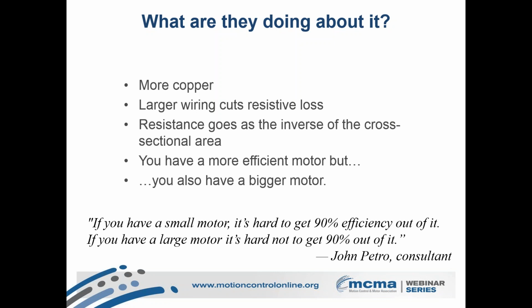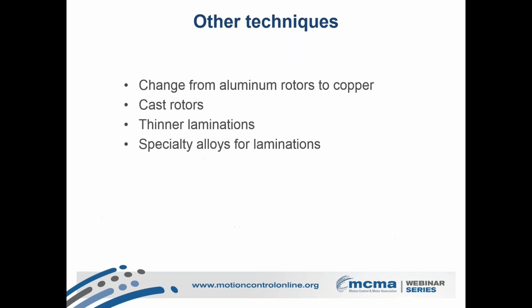And I like this: when I was talking with John about this, at one point he mentioned that it's hard not to do it right when it's a big motor, and it's hard to do it right when it's a small one. Other techniques that you can use to increase efficiency: you can switch from aluminum rotors to copper. People have been getting good results with cast rotors. You can go to thinner laminations, and they get really thin. There's some work underway on specialty alloys for laminations, in particular doing amorphous rather than crystalline laminations.